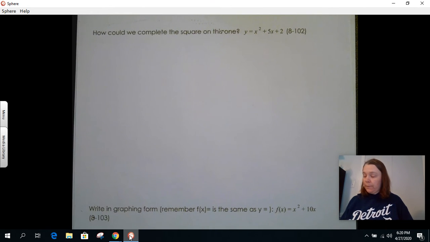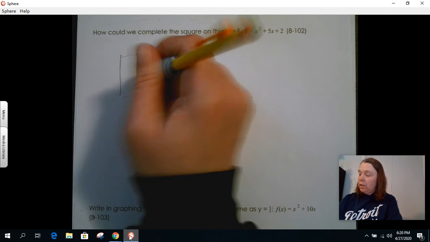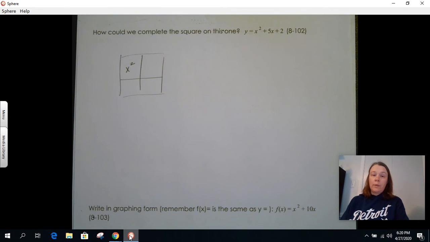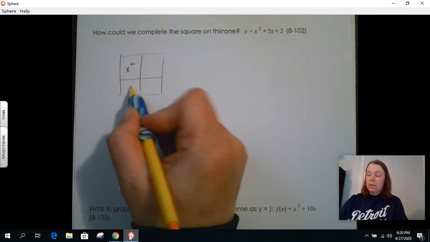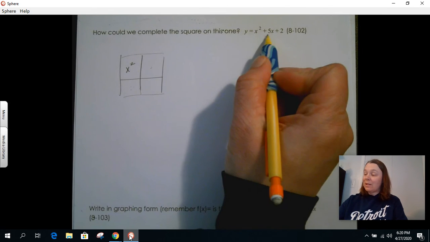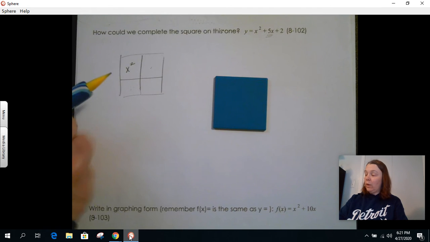Look at this. So think about if you started setting up your box, a generic rectangle, and this is x squared. What needs to go here and here? This is a 5x, okay? What would I have to do?